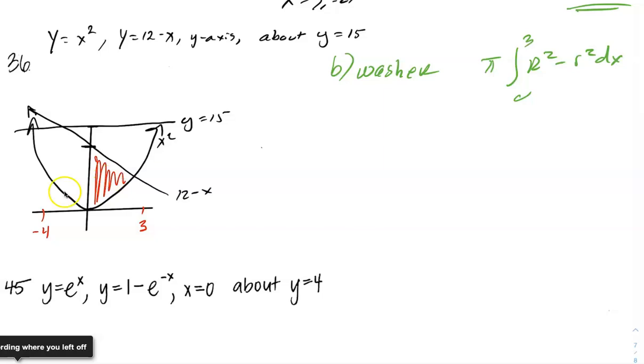Now what's our big R? Again, it's the furthest distance from the axis, like the biggest R. So let's draw your R's. If you're not sure, just draw your R's. So this is one R, and then this is the other R. This one looks like the big R to me.